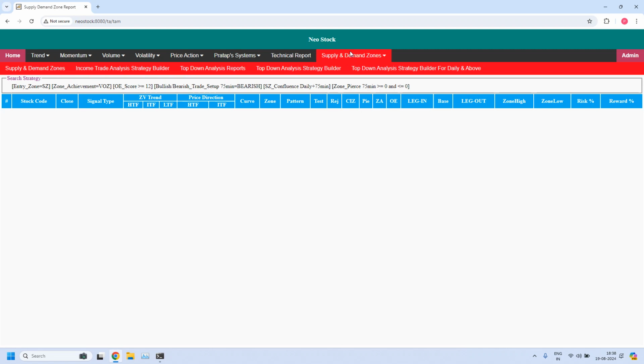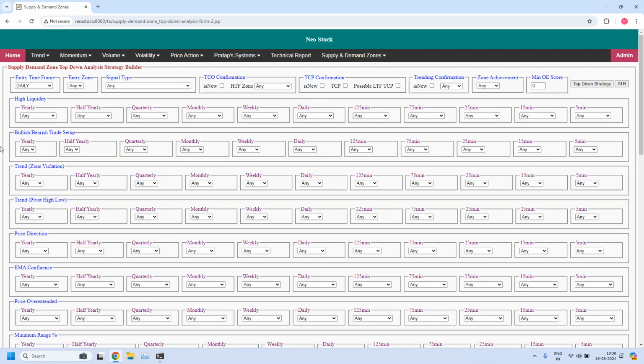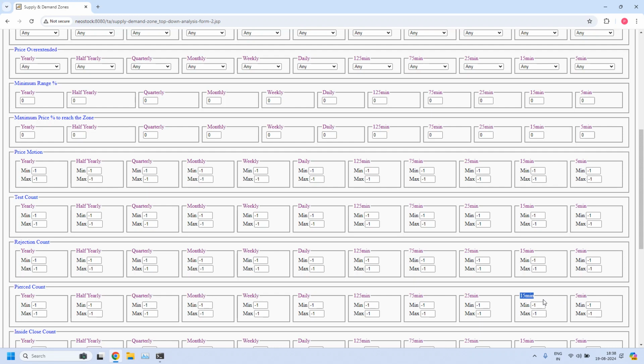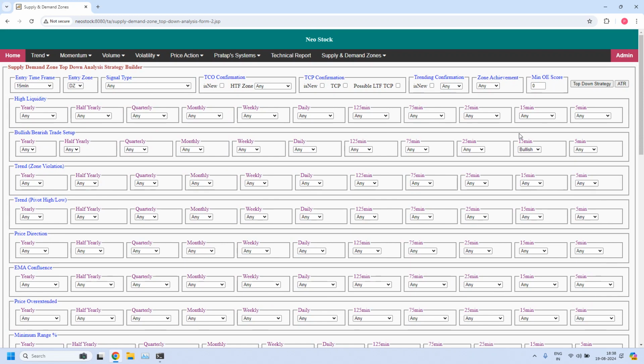Fine. And the next report is daily income trade. So daily income trade entry time frame is 15 minutes, entry zone, demand zone. In bullish or bearish trade setup at 15 minutes time frame, I am selecting bullish, and a 15 minute zone should not be pierced. So in the pierced count, in 15 minutes time frame, minimum value 0, maximum value 0, and also zone achievement should not be violated. Zone achievement should be violated opposing zone, minimum odd enhancer score 12. All the three filters are applied to 15 minutes demand zone.